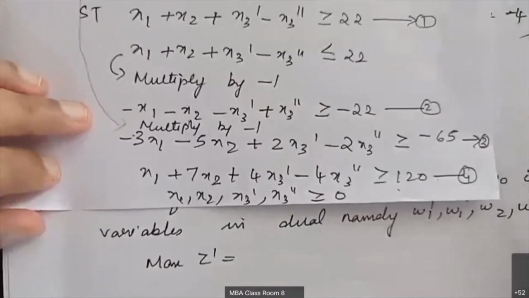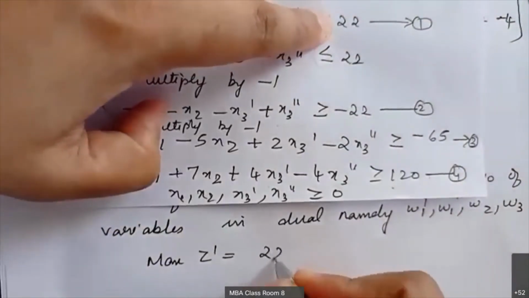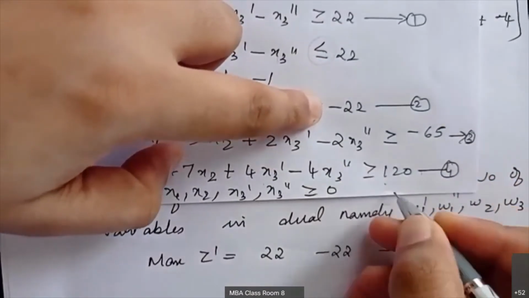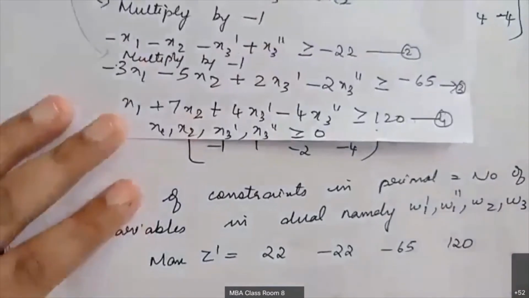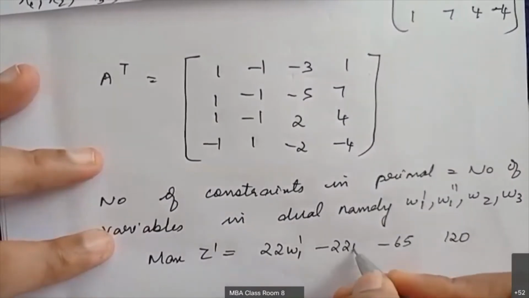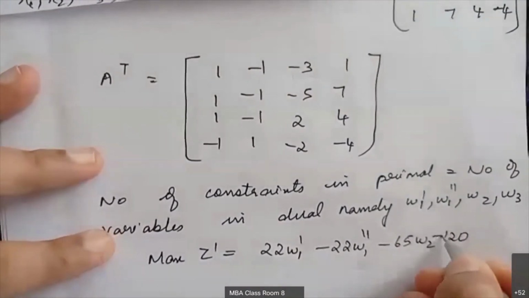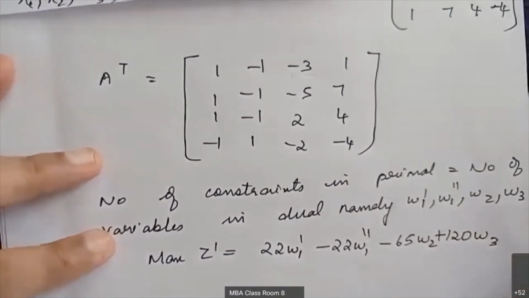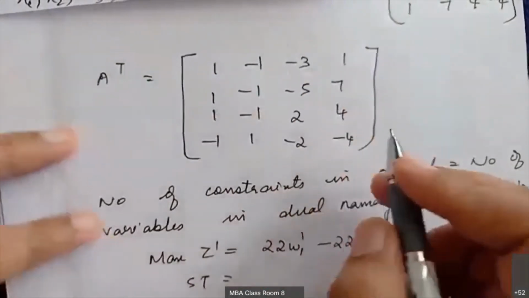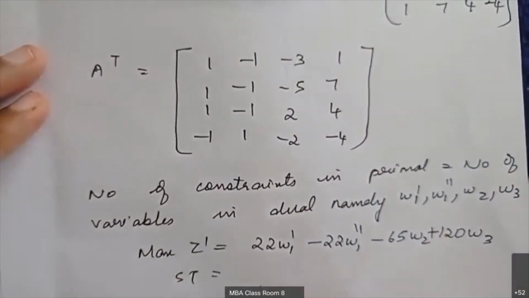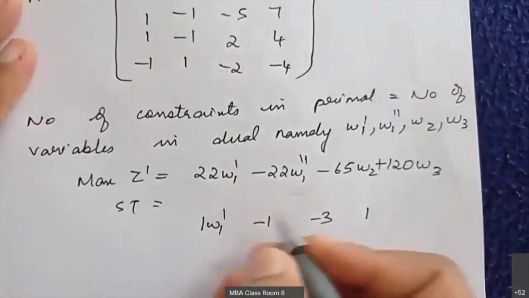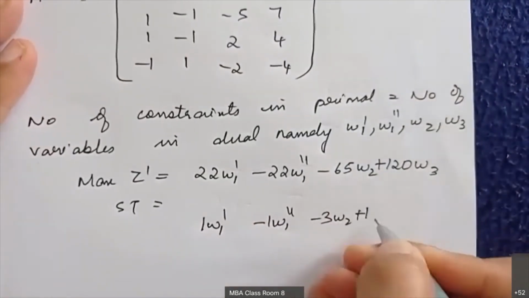So the first constraint is 22, second constraint minus 22, third constraint minus 65, fourth constraint 120. Here you have to keep these variables in the same order, so it will become W1 dash, W1 double dash, W2, plus W3. Subject to constraints. This is the body matrix of the dual. So here we have 1, -1, -3, 1, for W1 dash, W1 double dash, W2 and W3.